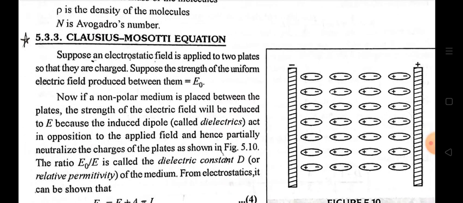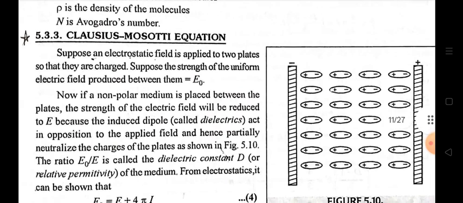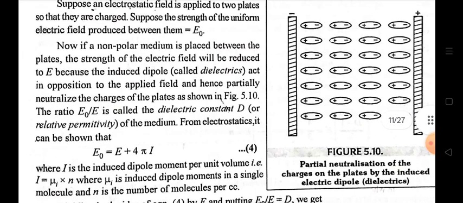Suppose an electrostatic field is applied to two plates so that they are charged. Suppose the strength of the uniform electric field produced between them is E naught. Now if a non-polar medium is placed between the plates, the strength of the electric field will be reduced to E, because the induced dipoles act in opposition to the applied field and hence partially neutralize the charge of the plates, as shown in figure 5.10. The ratio E naught by E is called the dielectric constant D or relative permittivity of the medium.